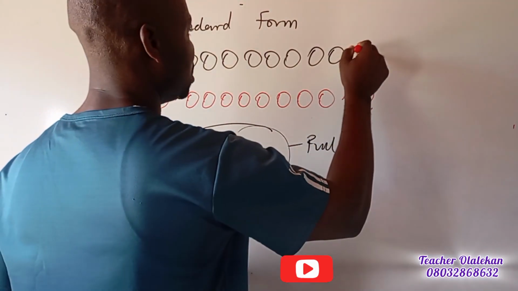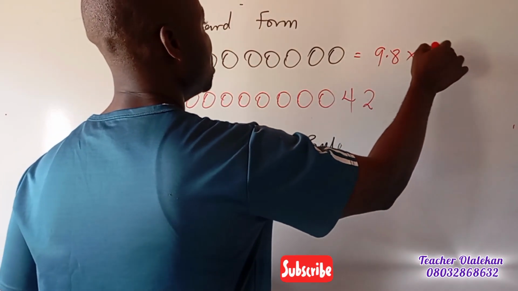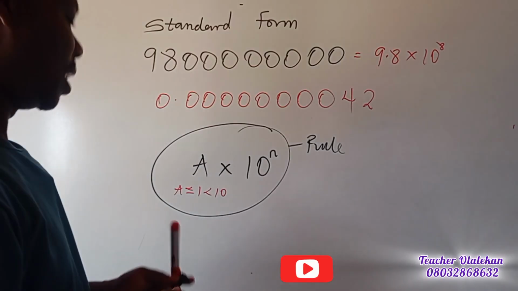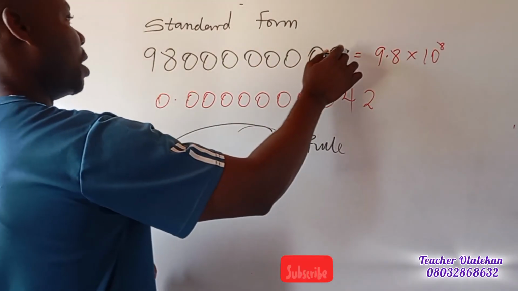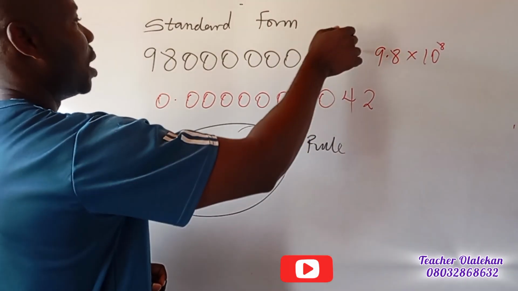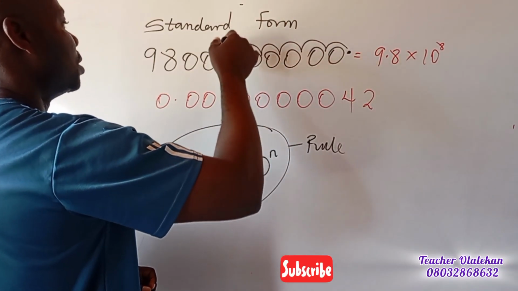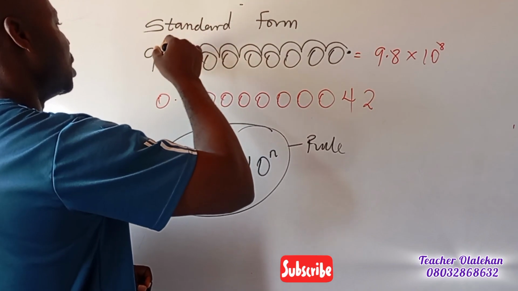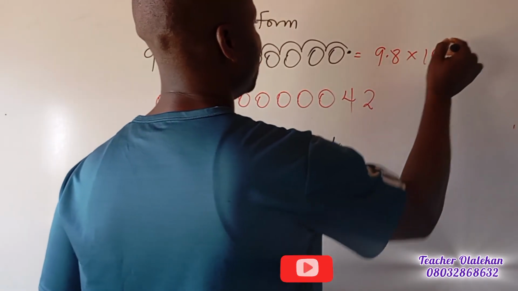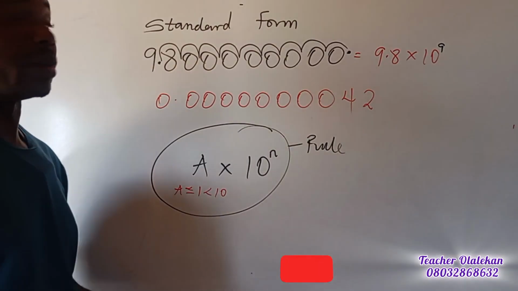So that means this in standard form will be 9.8 times 10 raised to power 8. So why is it 8? That is the number of times we move the point. The point that was originally here, every whole number has a point. 1, 2, 3, 4, 5, 6, 7, 8, 9. Oh, I was wrong. So that should be 9. So it is 9.8 times 10 raised to power 9.